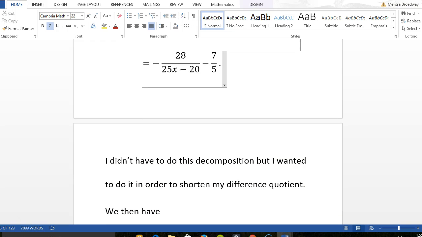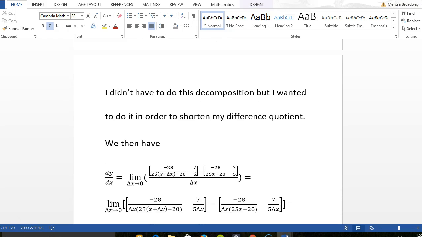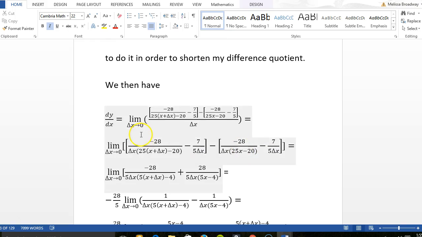So we have dy by dx is the limit of the new guy relative to x plus delta x minus the new guy relative to just x. So this is f of x plus delta x minus f of x over delta x. And then, what do I do?